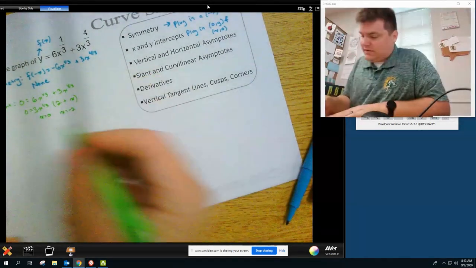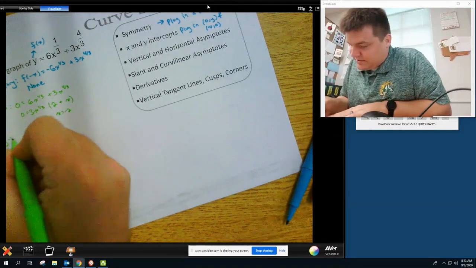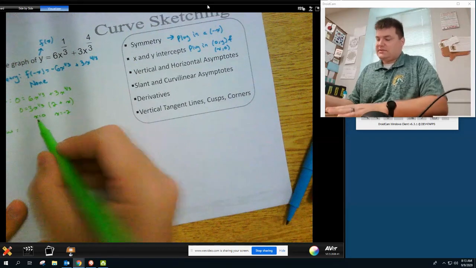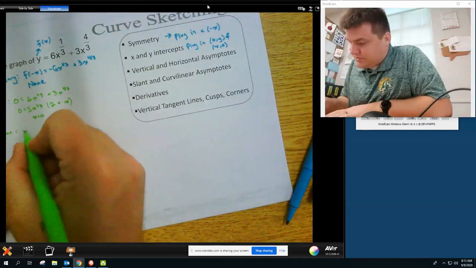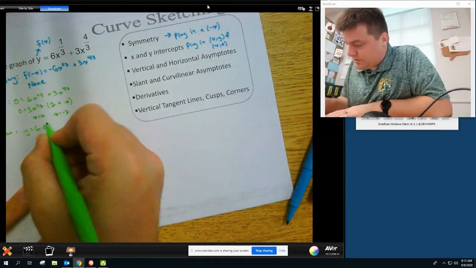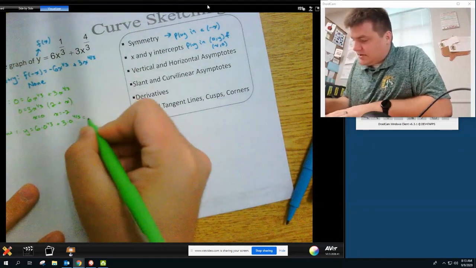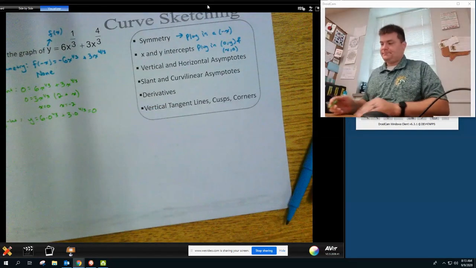And then for my y-intercept, I should get 0 here, because since an x-intercept is 0, the y is going to be 0 as well. If I plug in zeros, I get 6 times 0 to the 1/3 plus 3 times 0 to the 4/3. That's going to give me a 0.